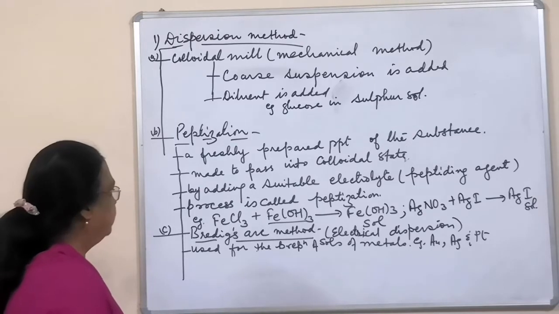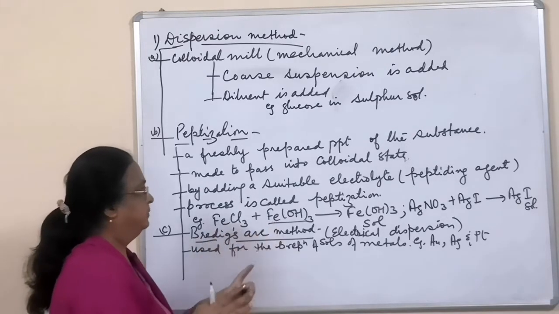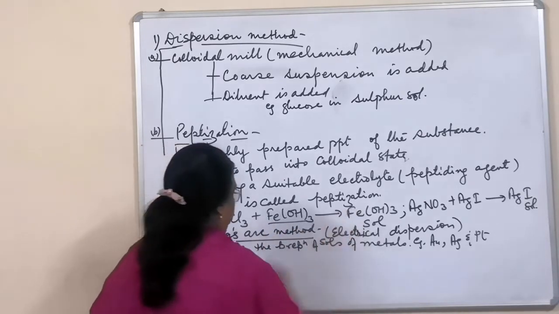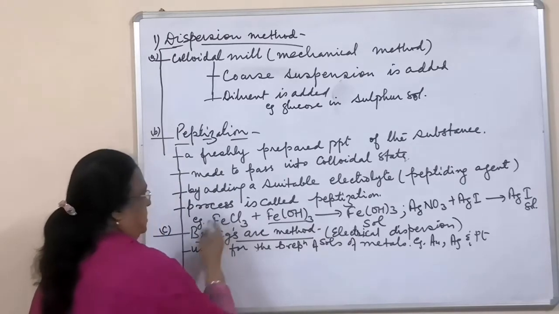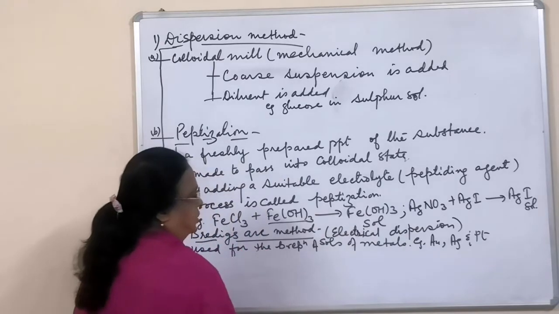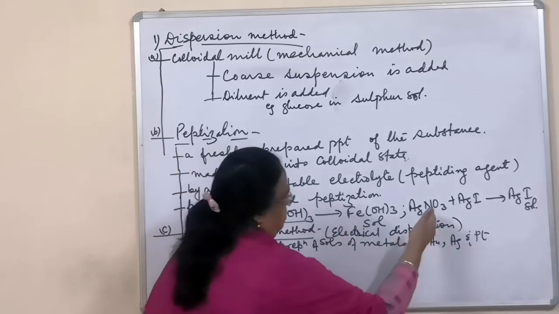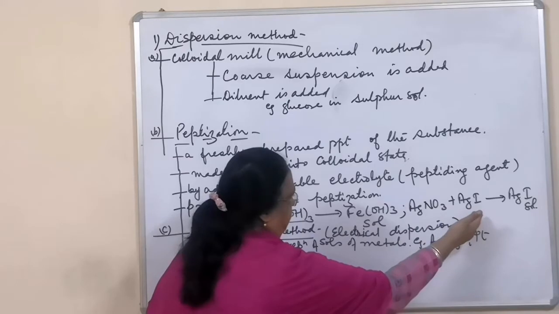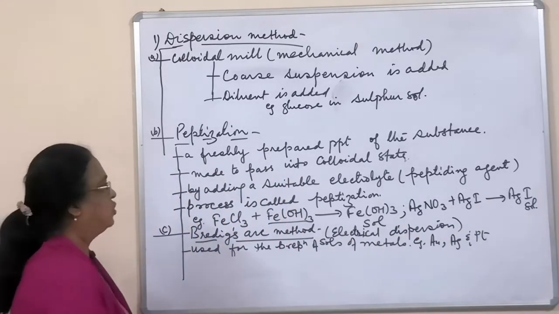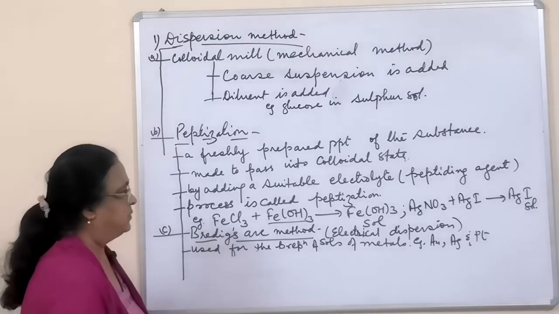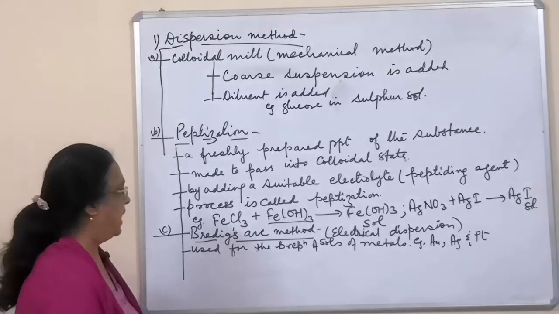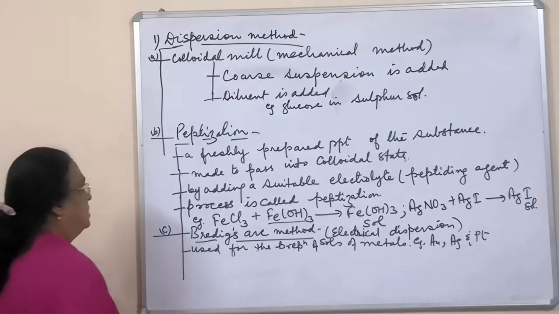So what does it do? It helps to disperse this precipitate into the desired size that is required. And so here this is the peptizing agent. Similarly, silver nitrate is a peptizing agent, and that is used to disperse silver iodide precipitate to get silver iodide sol. And this phenomenon in which the precipitate of a substance is turned into the colloidal form is called peptization. So that is your second method.